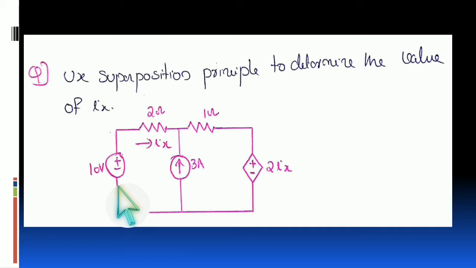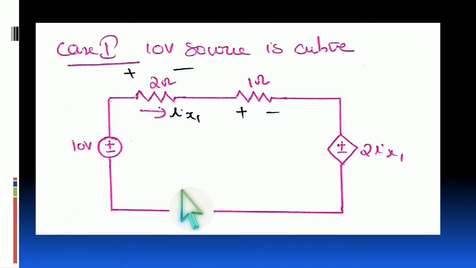When we calculate the response created by a particular independent source acting alone, we are supposed to replace all other independent voltage sources present in that network with short circuits and all other independent current sources present in that network with open circuits. So for calculating the response created by this 10 volt source, we replace this 3 ampere current source with an open circuit. After doing that, our circuit looks like this.